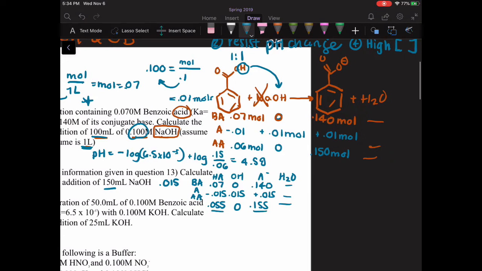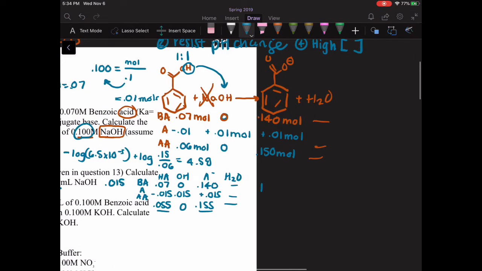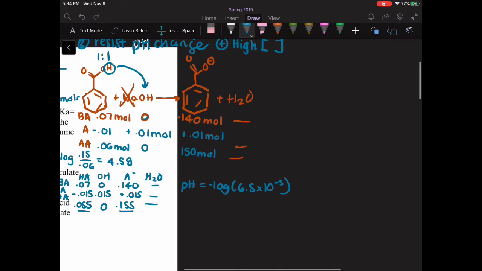So now I'm just going to do the same thing as previously. I do my pH equals negative log of 6.5 times 10 to the negative 5, which I did in my calculator previously, so it's already written down, and so should you, plus the log of 0.155 over 0.055. So when you do that, I ended up getting 4.58. No, 4.64. Sorry, there's a bunch going on here. 4.64.